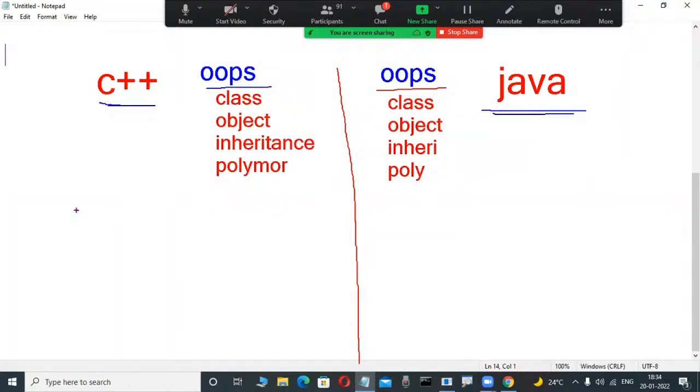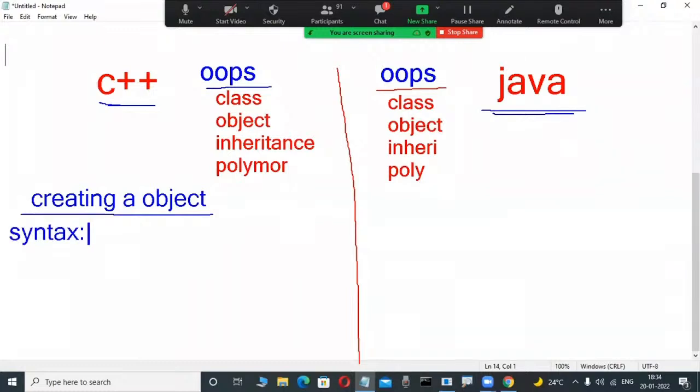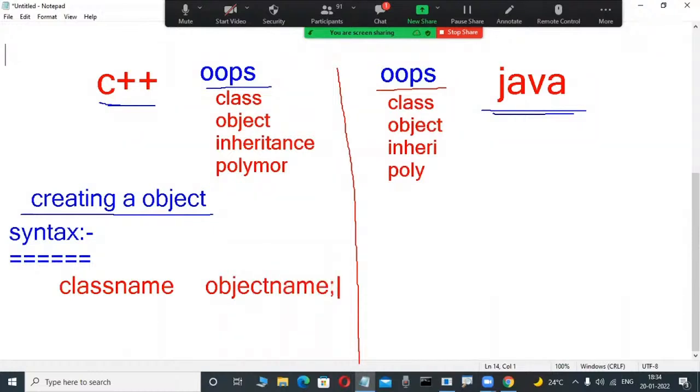Can anybody guess? Suppose in C++ I want to create an object from a class. What is the syntax? Do technical persons have an idea? I think so many persons have an idea. What is the syntax in C++? Slowly observe here, here is the only difference. Class name, space, object name. This is the syntax to create an object from a class in C++.